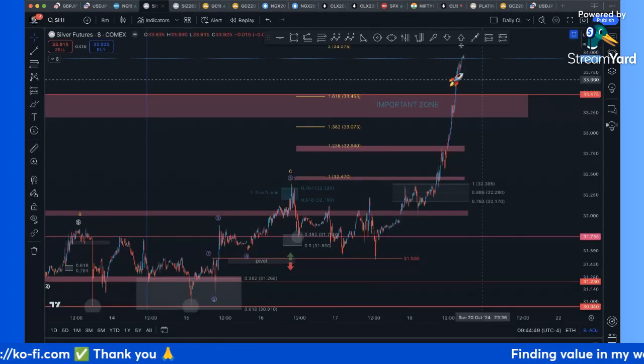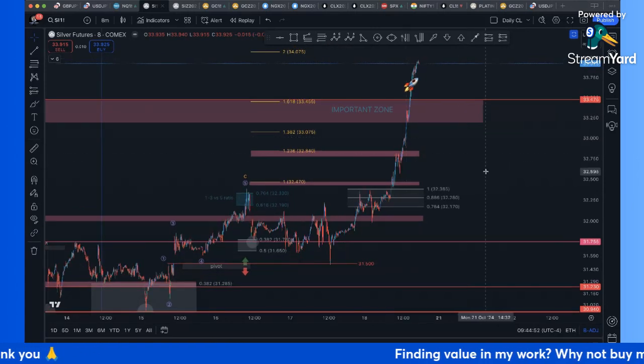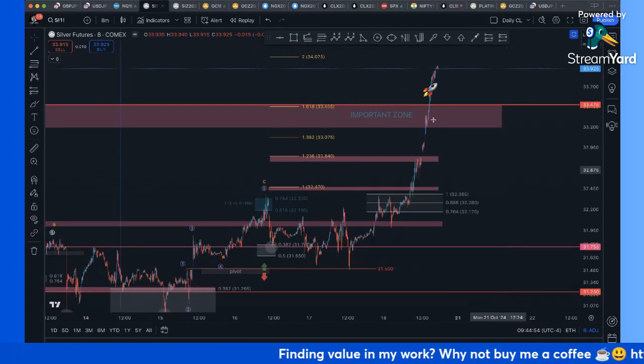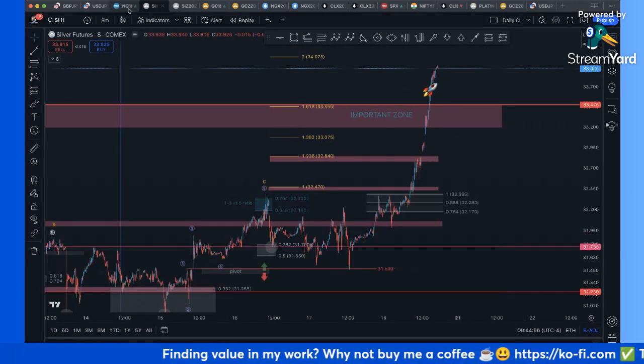So we'll just wait for this to go, and then I will put some measurements on this lower time frame. But for the moment, we'll just leave that alone. Let's take a quick look at NASDAQ.